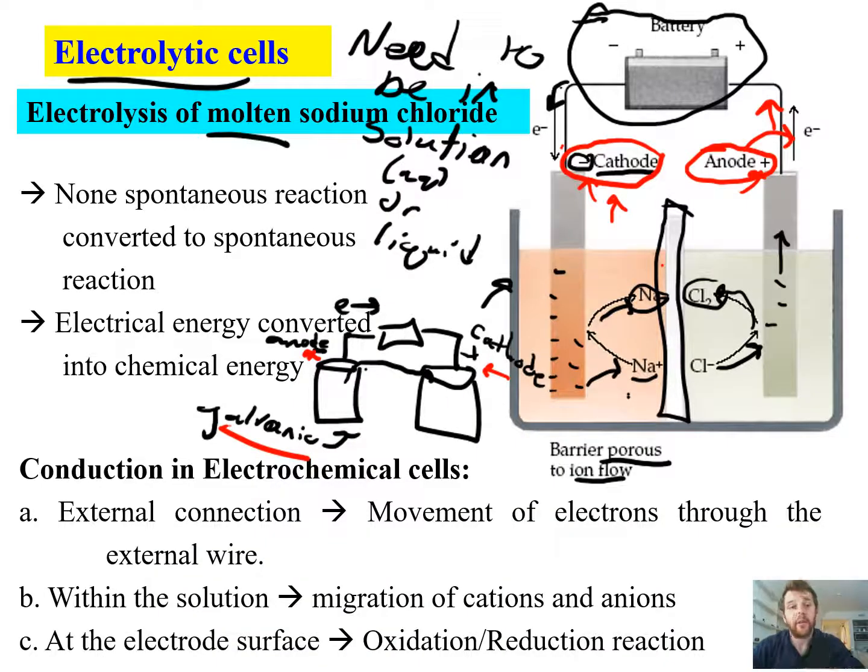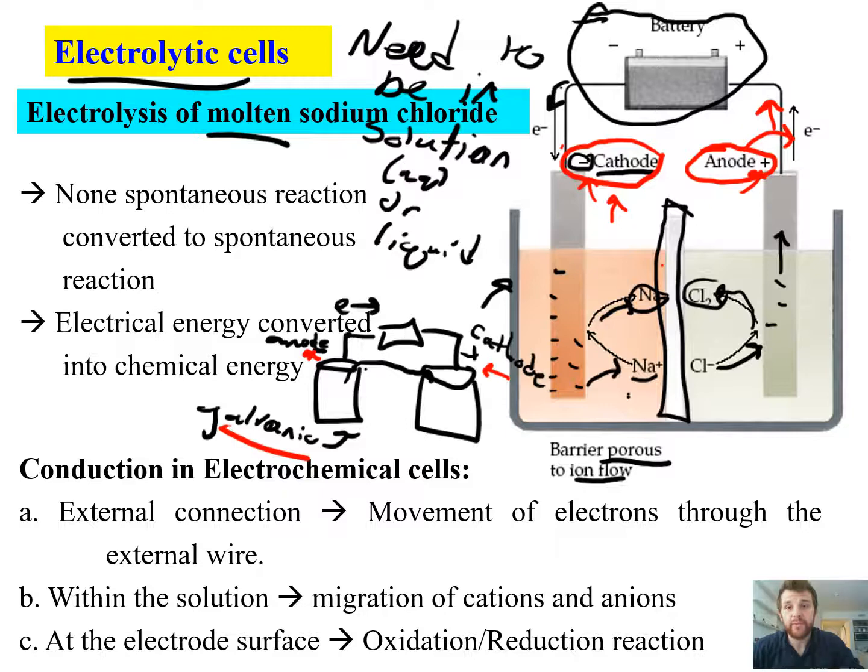Okay, and then the next one that we have is electrolytic. Remember, these need to be in solution, or in other words, in an aqueous or liquid state. That's why we're talking about molten sodium chloride. It's not NaCl that has been put into water, but rather heated up to the point where it's gone from a solid to a liquid.